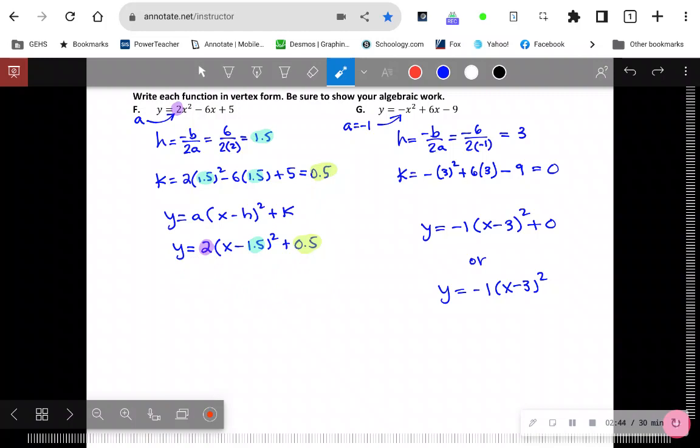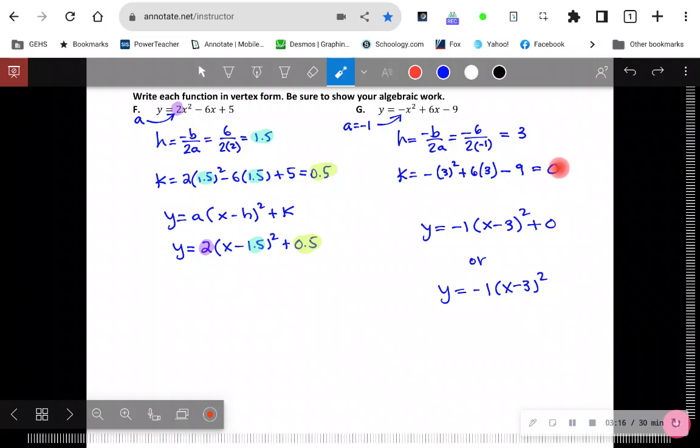Okay, I'll do that again on the other side here. First you find h by using the formula, opposite of b over 2 times the a value. That's a -1 up front. And do that calculation, you get 3. Then to get the k, you just plug that 3 in where it says x, and you can see the calculations down there. For instance, this is -9 now, and this is 18. So -9 plus 18 is 9, and 9 minus 9 is 0.